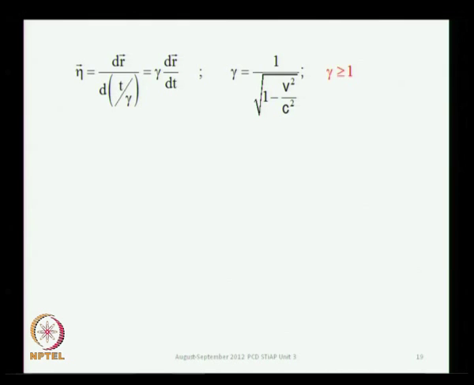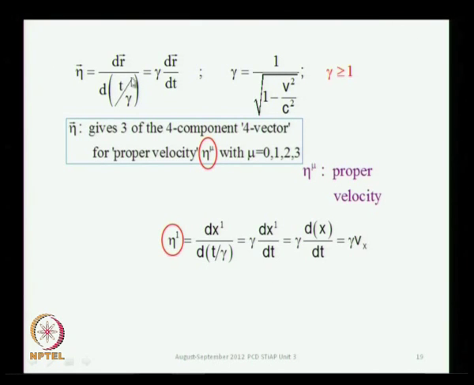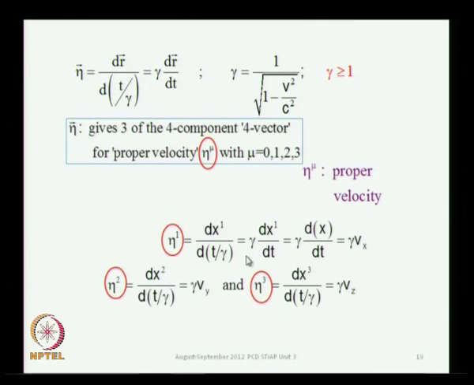So, this is our introduction to what we will call the proper velocity. This gives three of the four components, because an event is described by four components, you have four vectors. So, velocity will also have four components, and the fourth component is the natural extension of this. The first three components which we get from this relationship are eta 1, eta 2 and eta 3, which are gamma times the corresponding components in non-relativistic mechanics.